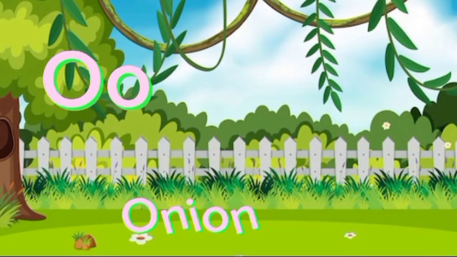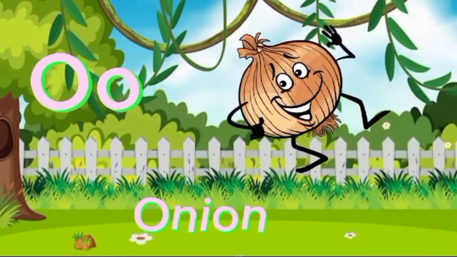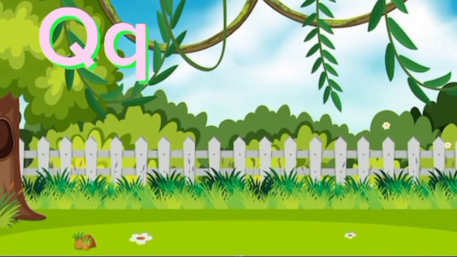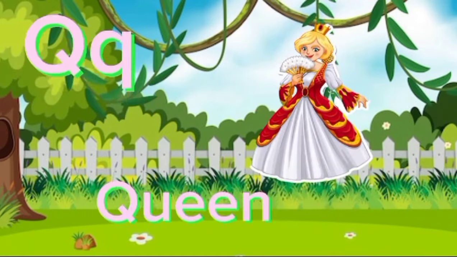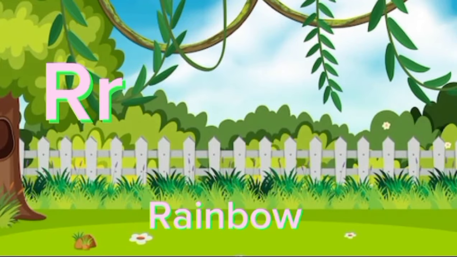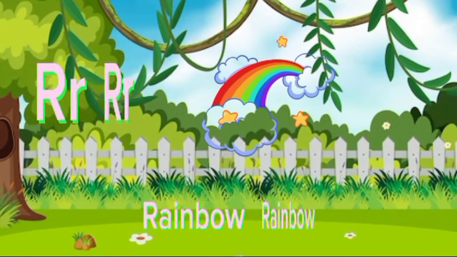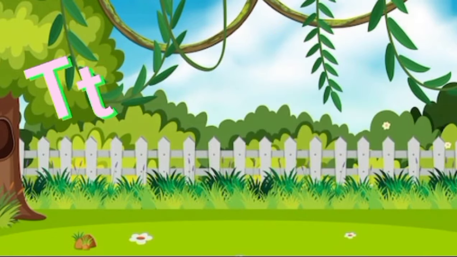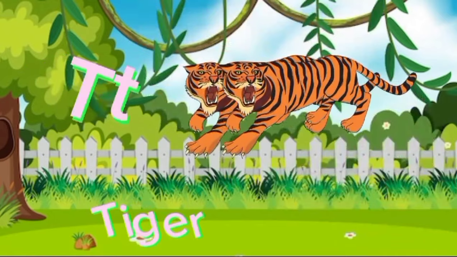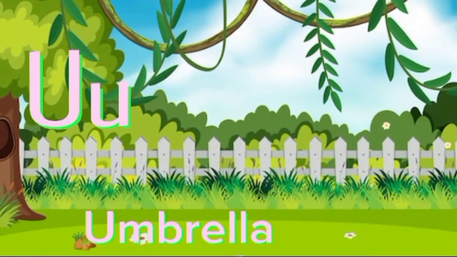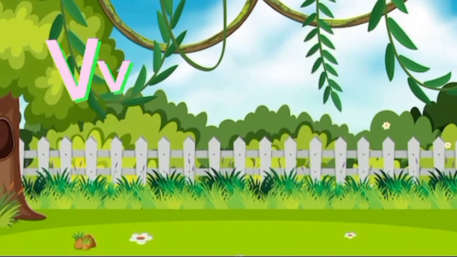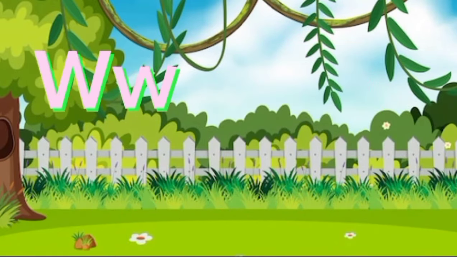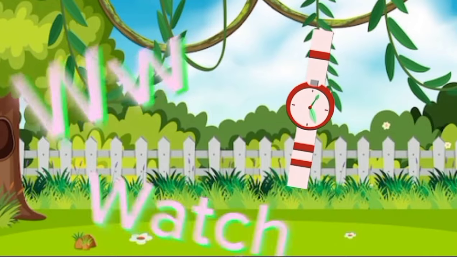O for onion, onion. P for parrot, parrot. Q for queen, queen. R for rainbow, rainbow. S for sun, sun. T for tiger, tiger. U for umbrella, umbrella. V for van, van. W for watch, watch.